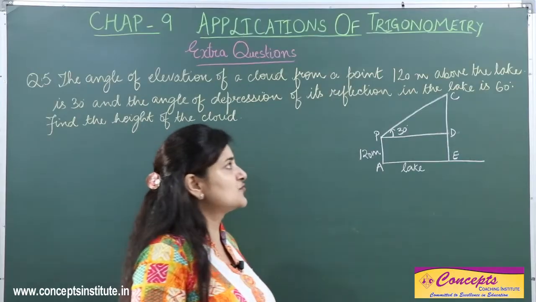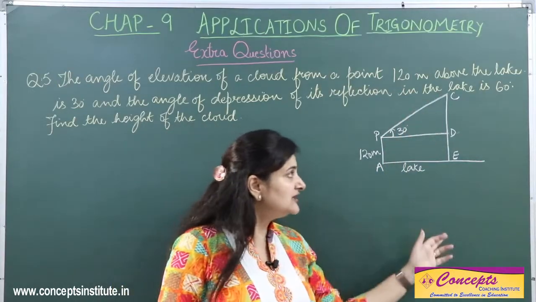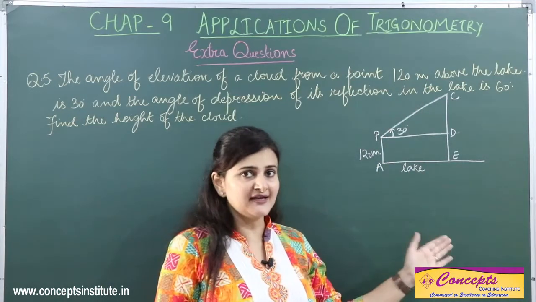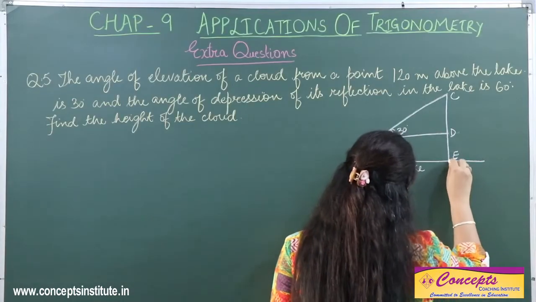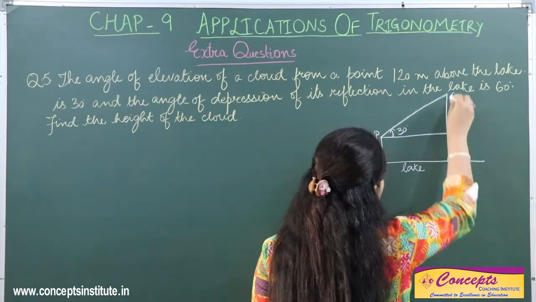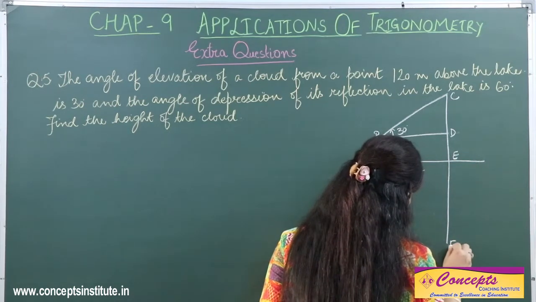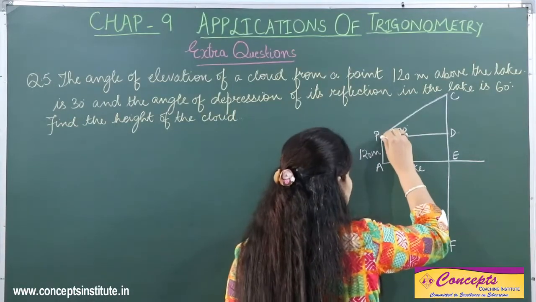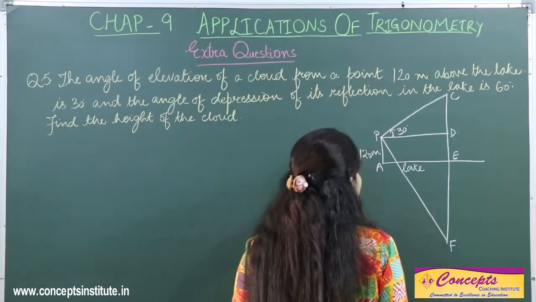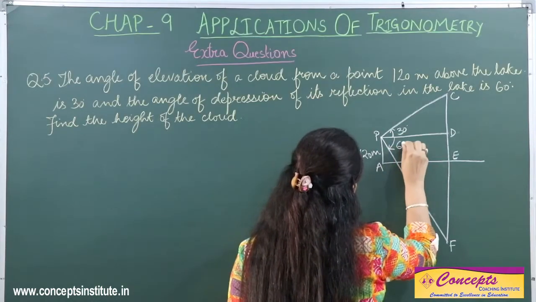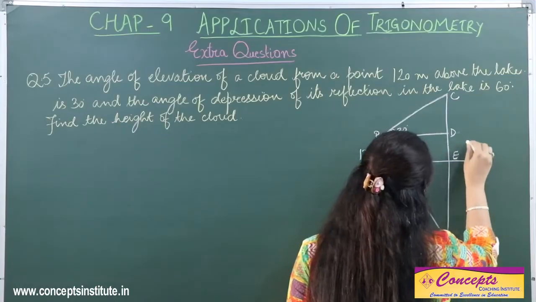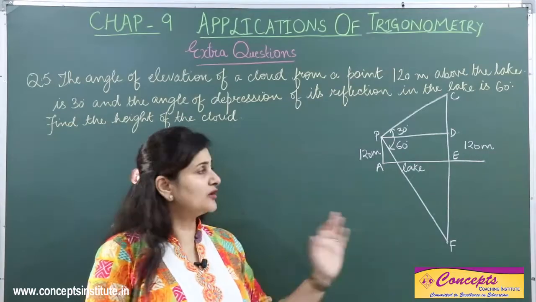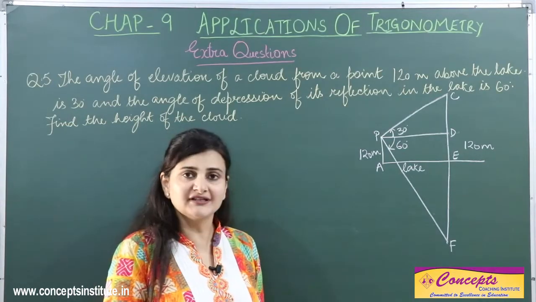Now look at it students, the reflection of the cloud in the lake would be as tall as the cloud is above the lake, right? So if I make the reflection of that same cloud, CE would be equal to, let's say, EF, and the angle of depression of the reflection from the same point was given to us as 60 degrees. And this DE would also be 120 meters. Now students, I hope that you got this figure, because this figure is the most important thing in this question.